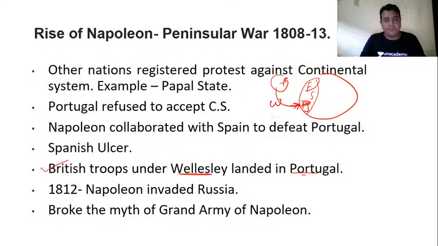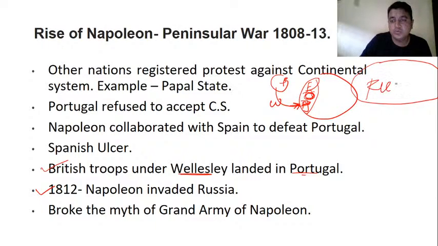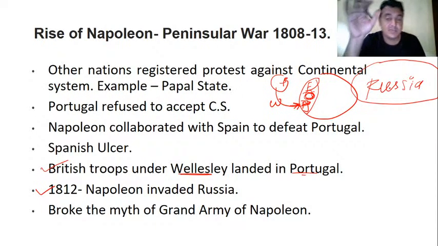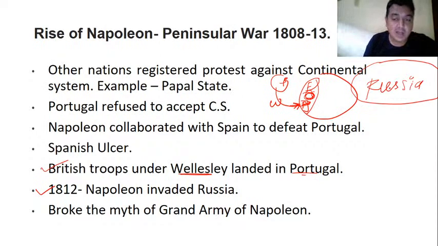What happened? As the Spanish ulcer was going on, an indecisive result was there. At the same time, in 1812, Napoleon invaded Russia. And those who know me very well, I always consider that Russians always tell lies. They say that Russia is a country. It is not at all a country. It is a continent. They ask you to come into their country and they show you the continent. Clear?